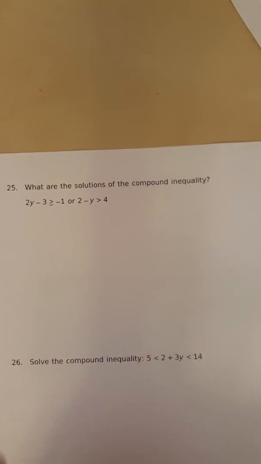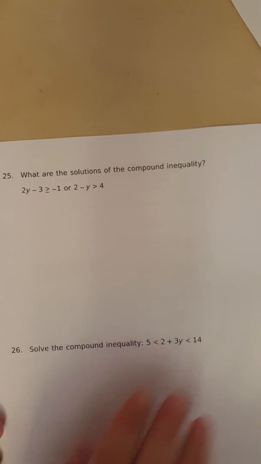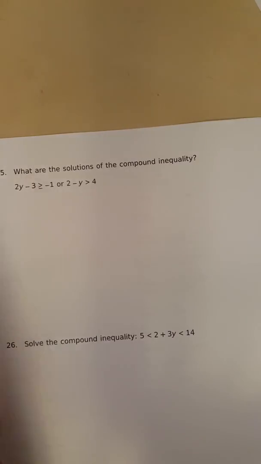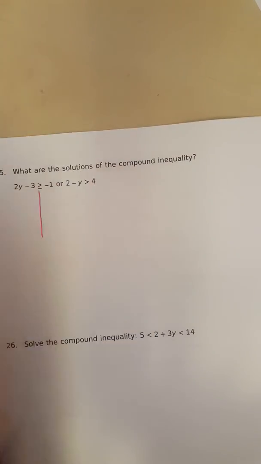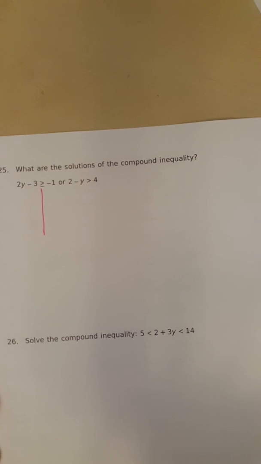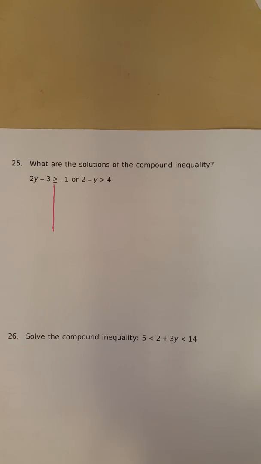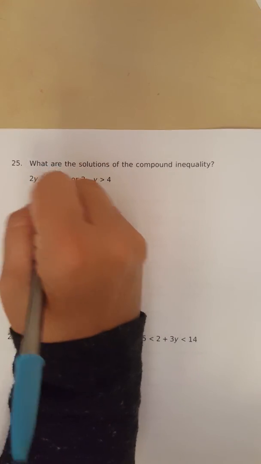All right, 2 more problems. So number 25, we have an OR problem. What are the solutions of the compound inequality? Whenever we have an OR problem, it's just 2 separate problems that we have to do. So in this problem, let's start with the problem on the left. 2y minus 3 is greater than or equal to negative 1. I'm going to start by solving by adding 3 to both sides.